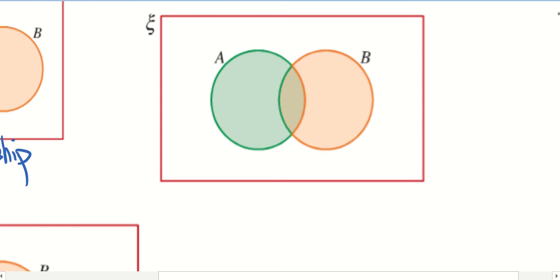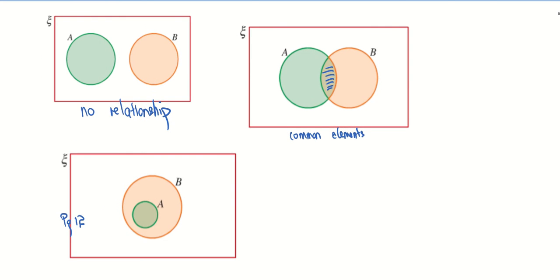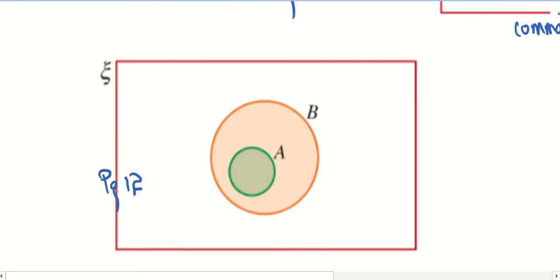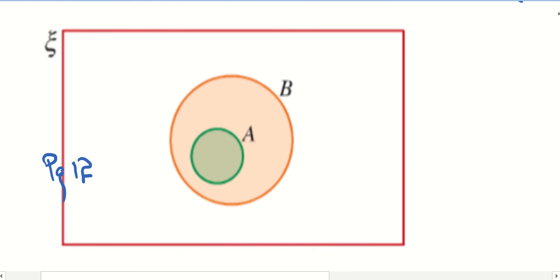But notice, in this particular one, A and B overlap. So when they overlap, they have some common elements. Okay, the most interesting one, and this is the one that's very popular as well. This last one, you can see set A entirely inside set B. That means all the elements in A are inside B. So we can say A is a proper subset of B.